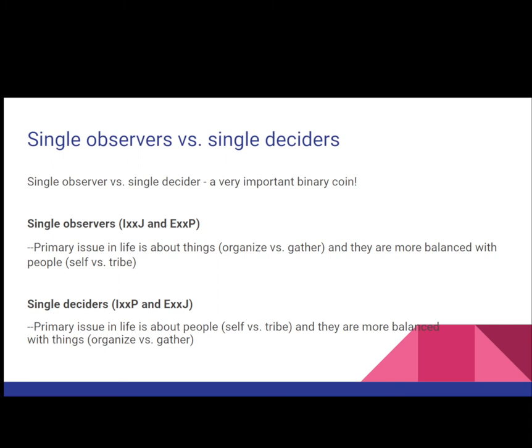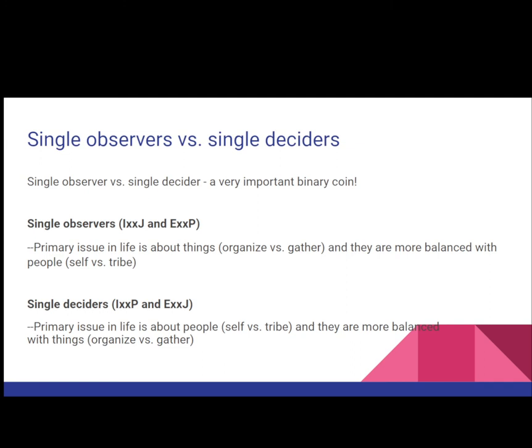However, the single deciders are going to be more balanced with the organize versus the gather. So they're less likely to get worked up about sudden chaos that creeps into their life, like the computer all of a sudden doesn't work, because they're able to see both the sensory facts as well as the intuition, the big picture. Or issues of control, they don't get as worked up over that either.